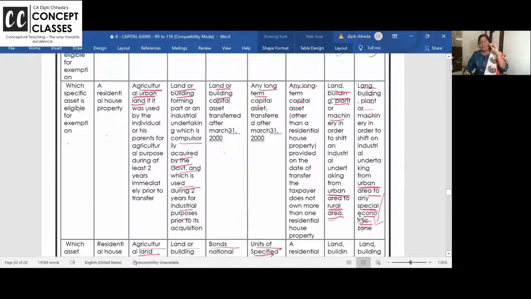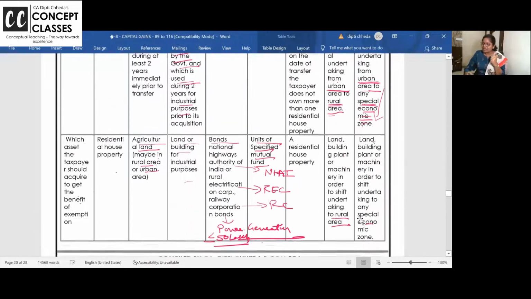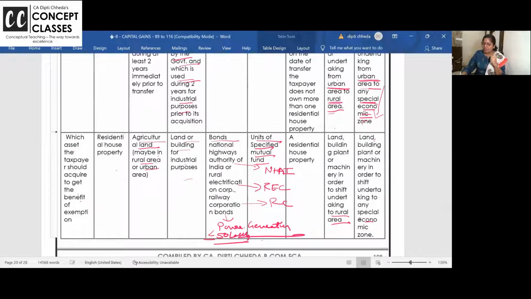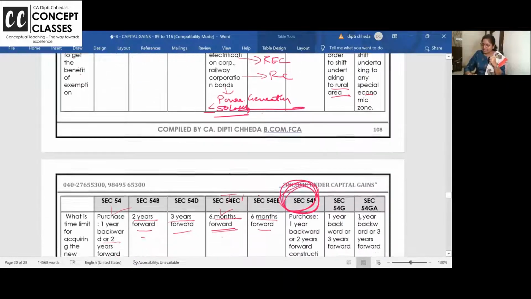Is the bulb turning on in your mind or not? I am highlighting the important points. Here it is only land and building. Here it is land, building, plant and machinery. Okay, bulb on moment, you are saying. Good. So land, building, plant and machinery. Shift from urban to rural, urban to SEZ.